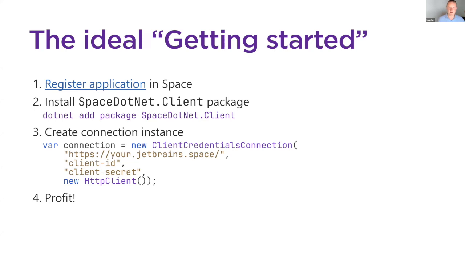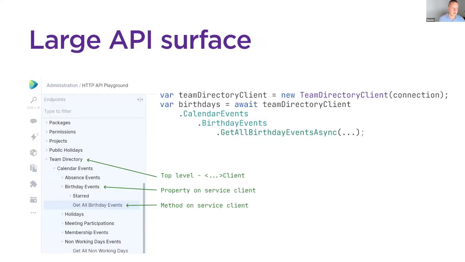Make it possible for you to discover what is in there. Now we've seen there's a large API surface, but there's also that HTTP API playground that you can use. So we decided that for all of the SDKs, the structure of the objects that you have should match whatever is in the HTTP API playground as well.